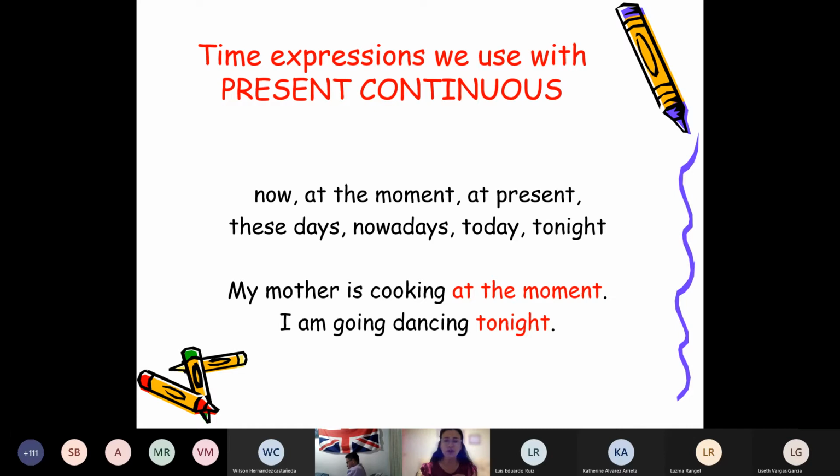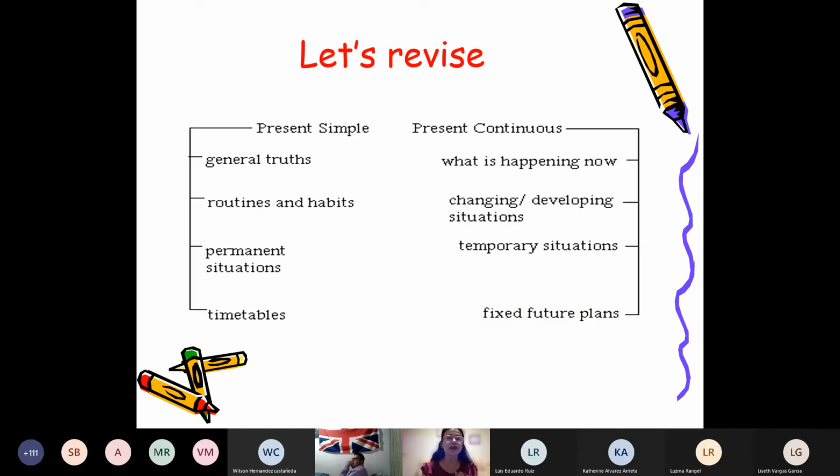And now we are going to do some practice. Here we have the review. What are the differences? This is a parallel about the use of the present simple. When do you use the present simple? And when do you use the present continuous? Remember, the present simple for general truths.